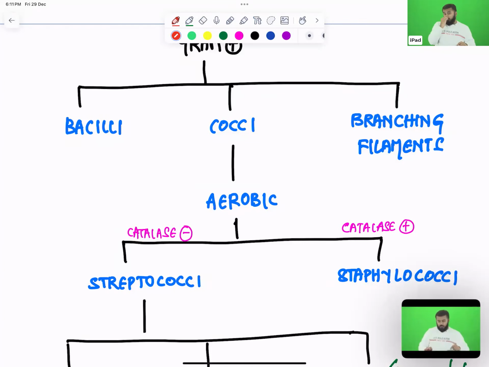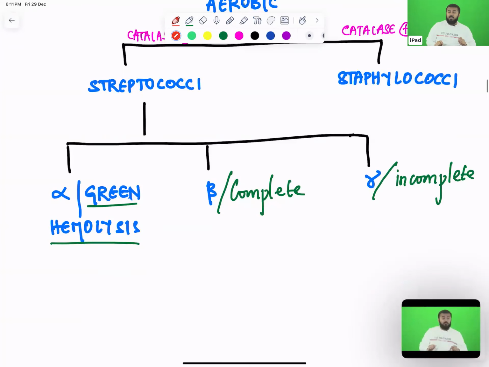In staphylococci, you remember what we discussed? Coagulase positive staphylococci, that is COPS, and coagulase negative staphylococci, that is CONS. You remember that, right? Now we shall be discussing streptococci. In streptococci, there are three types of hemolysis. You divide the bacteria based upon three different types of hemolysis. One is called alpha hemolysis, one is called beta hemolysis, and one is called gamma hemolysis.